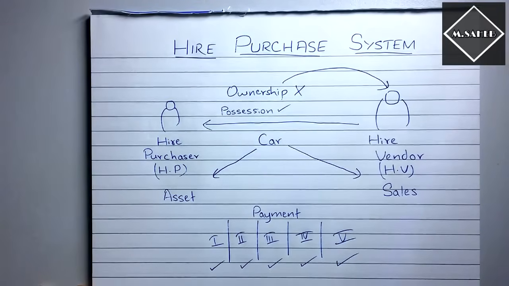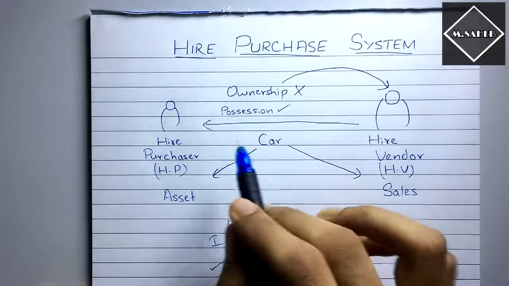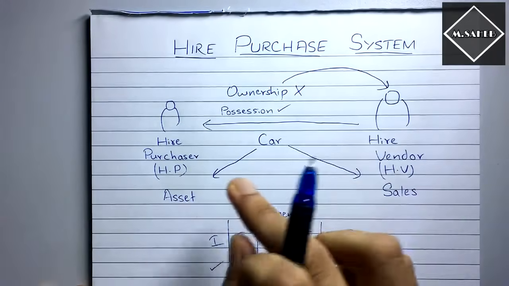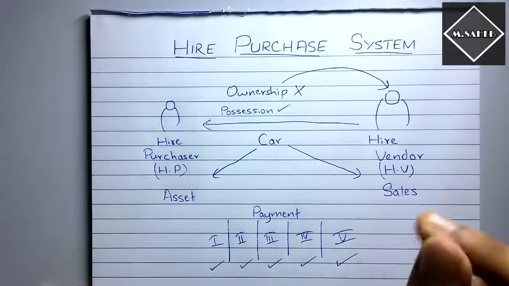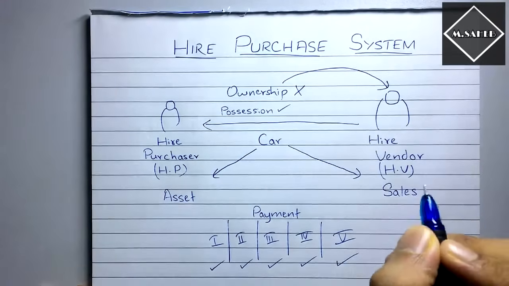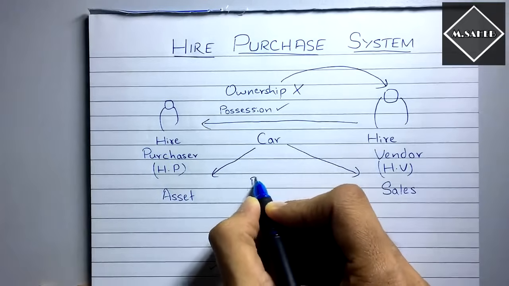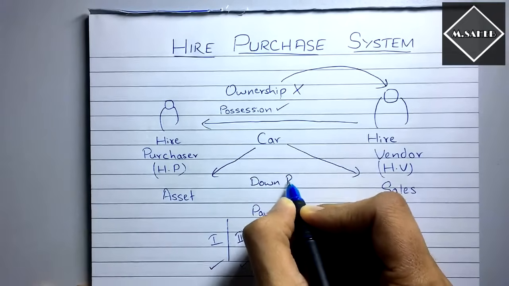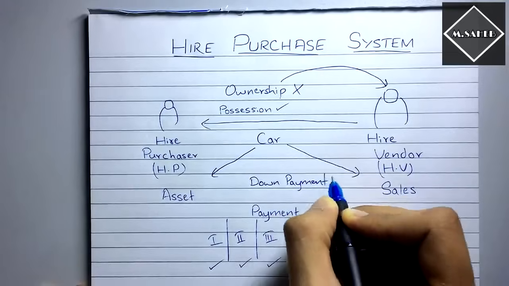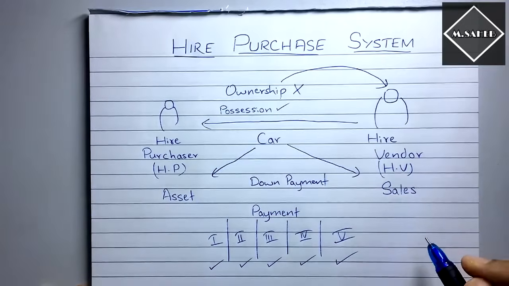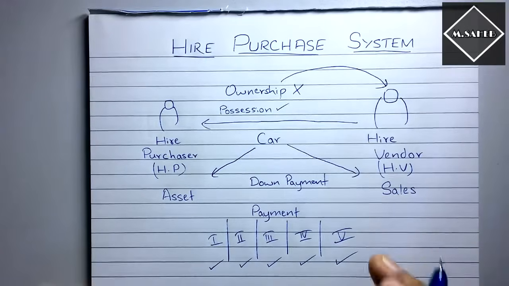Okay, when the agreement is signed, the first thing that happens is the down payment. Down payment is the initial payment made from the hire purchaser to the hire vendor while signing the agreement. It may be an initial amount, so it may be less, like 20,000 or 30,000. If an item costs around 10 lakh, then it will be 1 lakh or 50,000, depending upon the agreement.